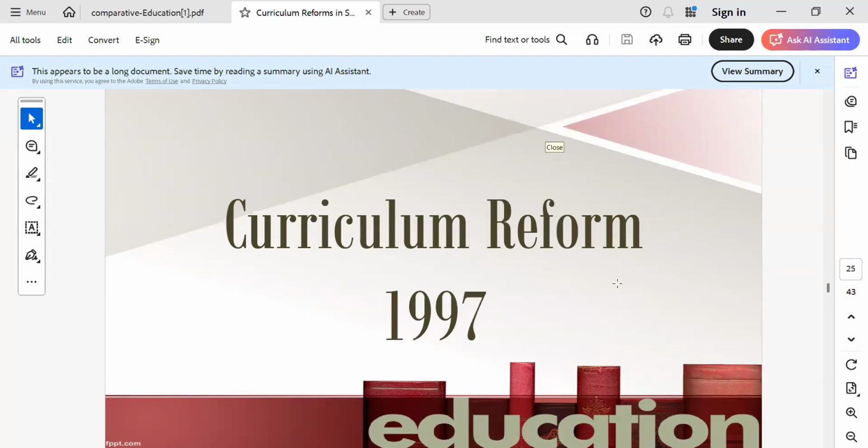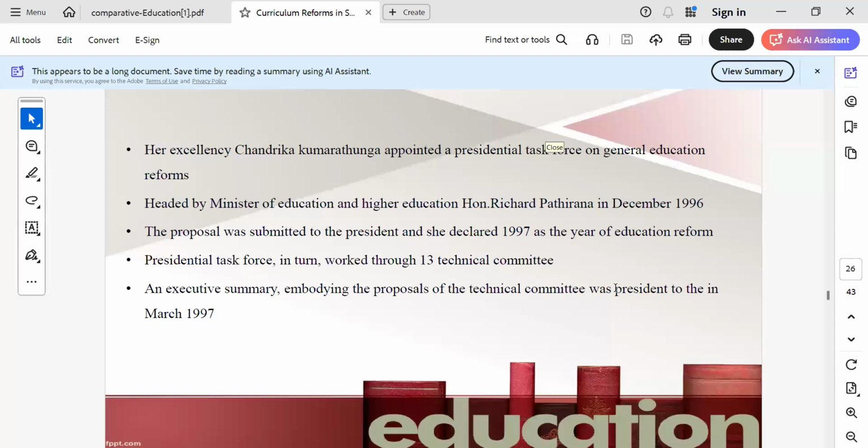Right, and curriculum reform 1997. So after 1992, a 5 year gap. In a 5 year gap, next curriculum. So this time, Her Excellency Chandrika Kumaratunga appointed a presidential task force on general education reforms, headed by the Minister of Education and Higher Education, Honorable Richard Pathirana, in December 1996. So they studied, collecting information, and then only they did this reform, right? The proposal was submitted to the President, and she declared 1997 as the year of education reform.